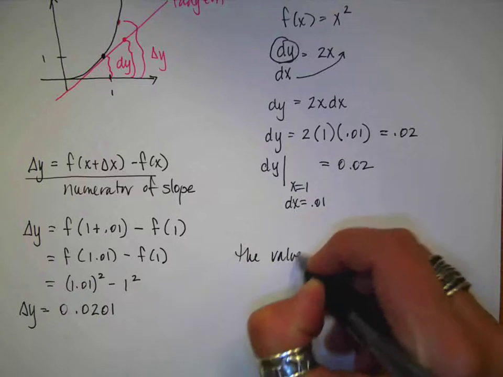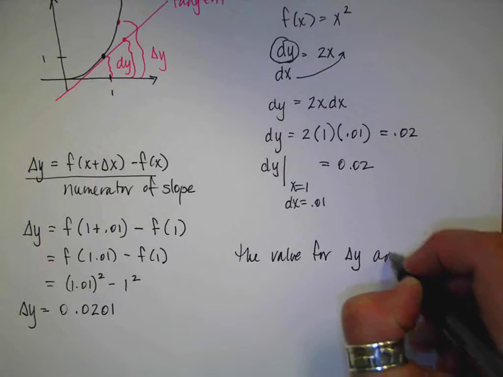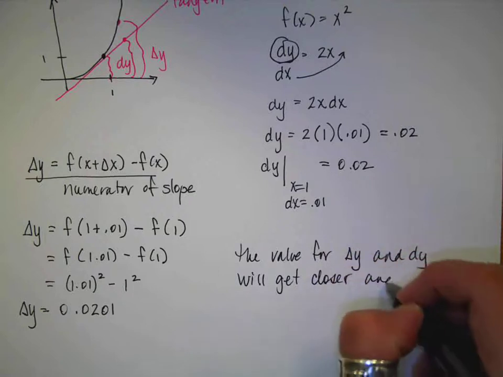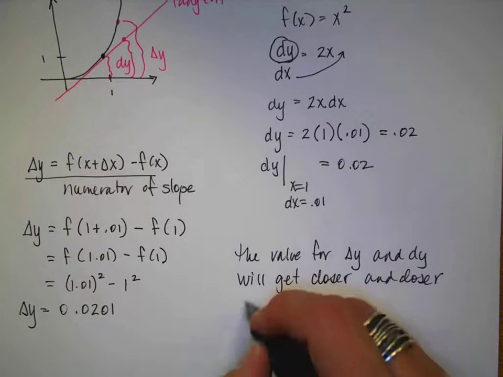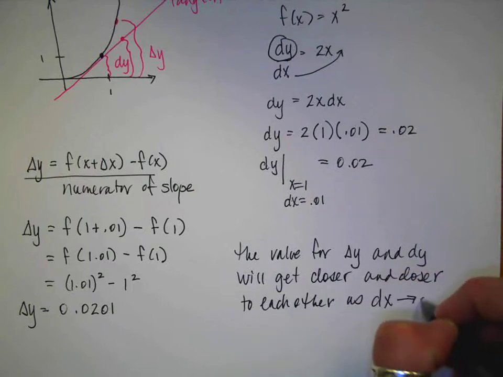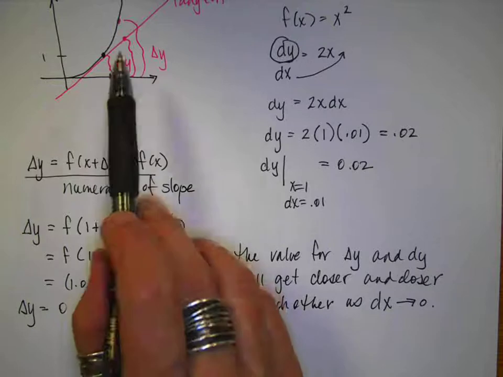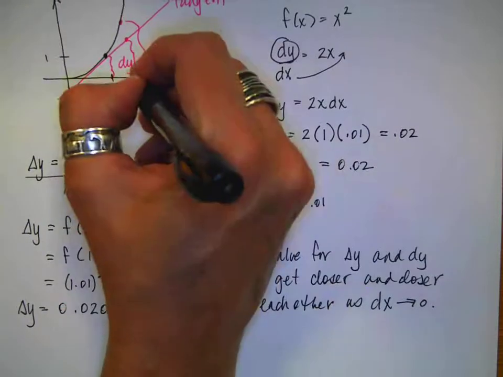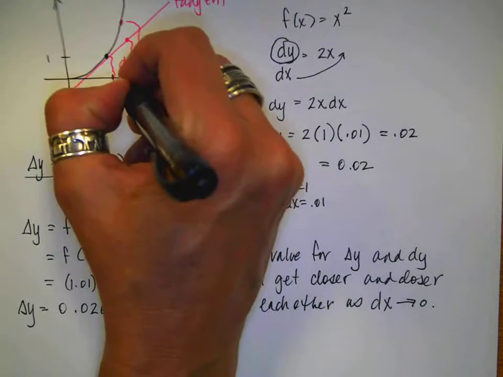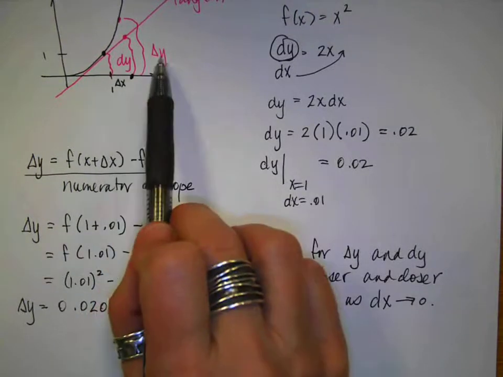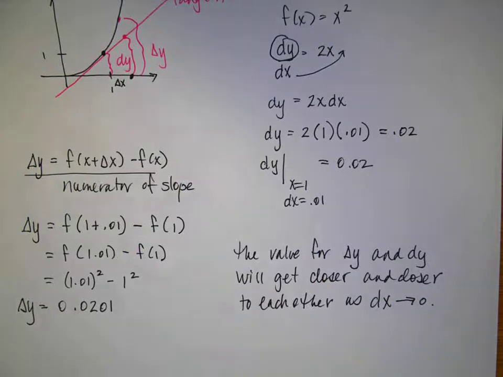Notice that this is just a wee bit different. And so if I needed to write a statement, I would say the values for delta y and dy will get closer and closer to each other as dx approaches 0. Okay, so I'm saying that these two, dx and delta x, are going to become closer and closer as my delta x, okay, and I'm going to add that to my diagram. There's my little delta x, okay, as delta x goes to 0. So what that's saying is dy and the change in y are going to become almost identical.